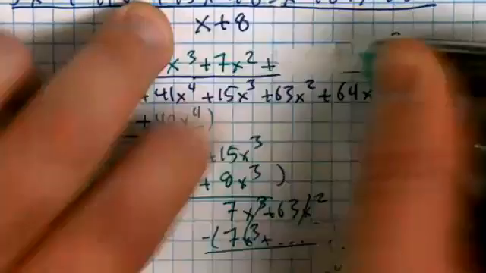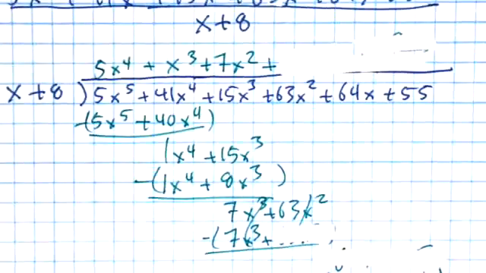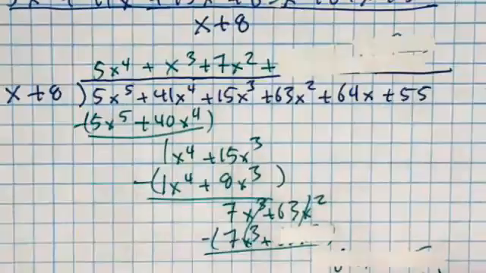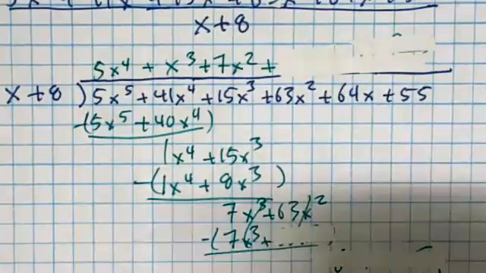Got a couple people done. That's with me. 7 times 8 is not 63, is it? 7 times 8 is 56.